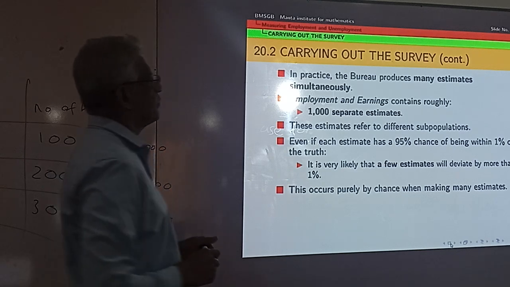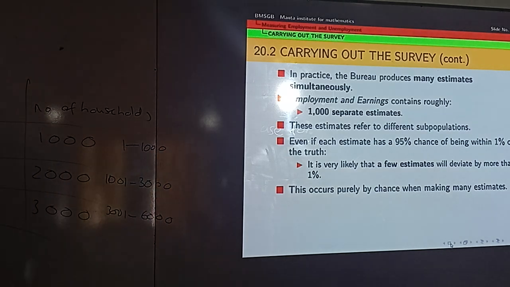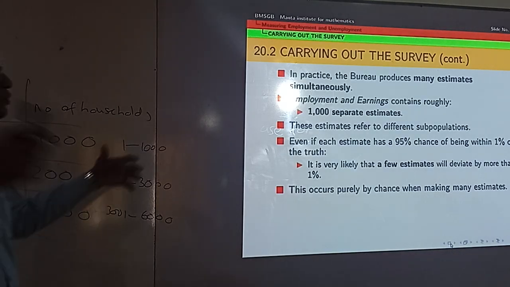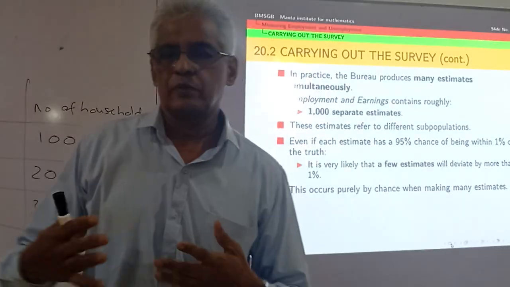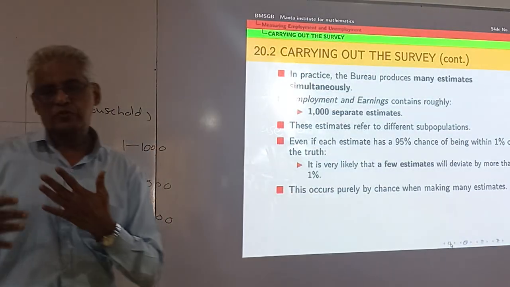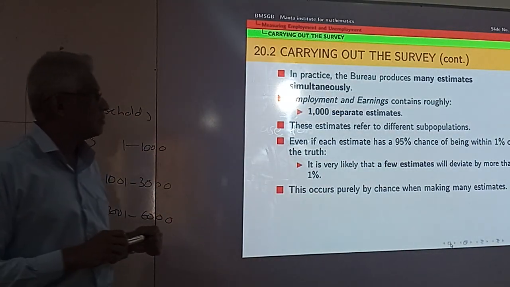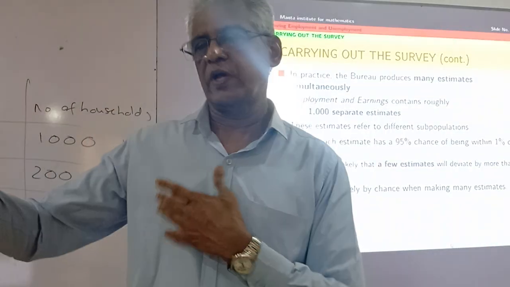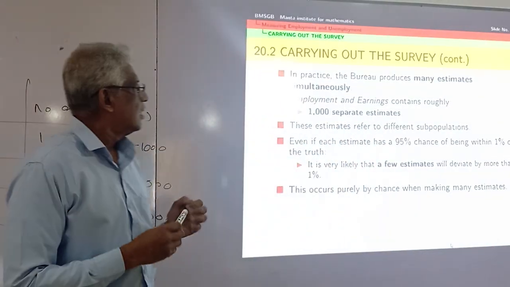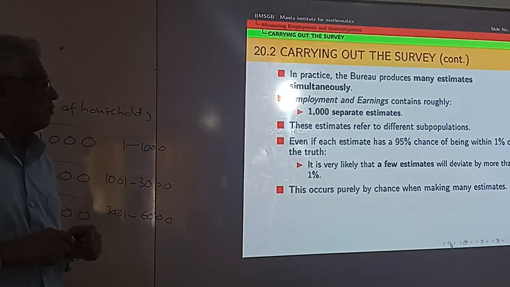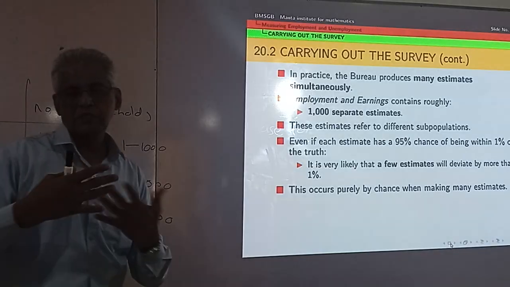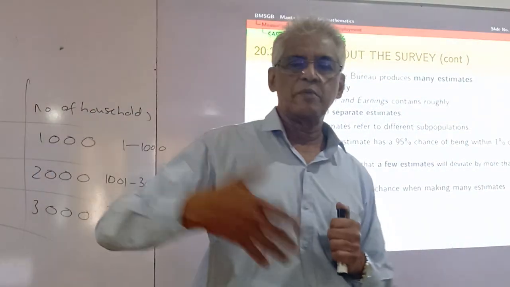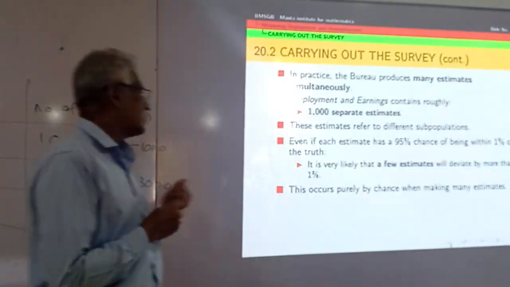In practice, the Bureau produces many estimates simultaneously. So individual estimates of 95% confidence, if you are looking at them collectively, for example, if they estimate about 1,000 things from one survey, each may have 95% confidence. But if you consider them collectively, the overall confidence level may be much smaller than 95%.